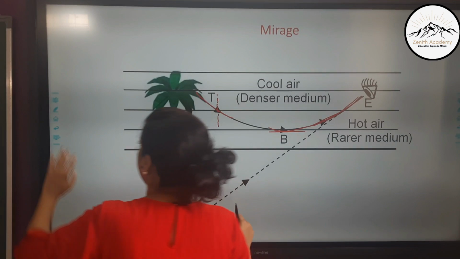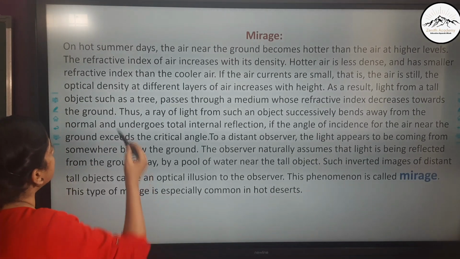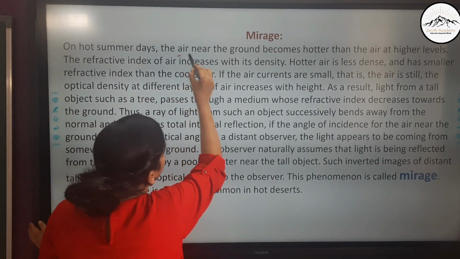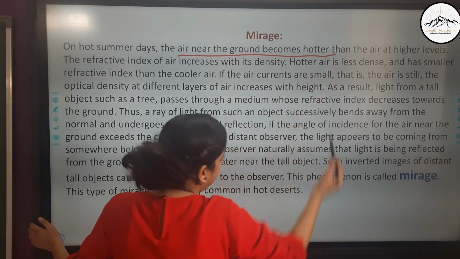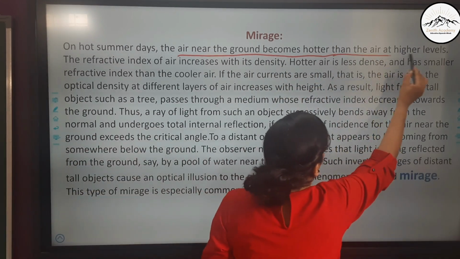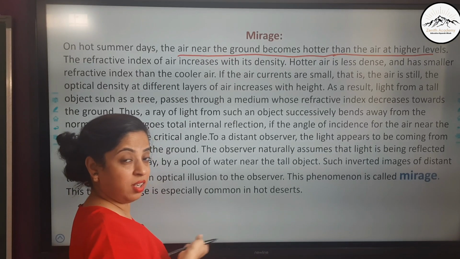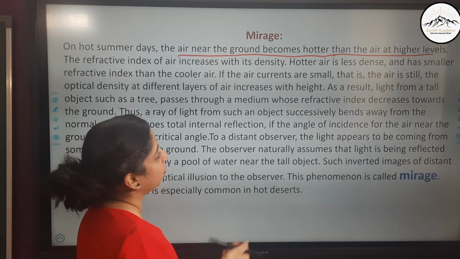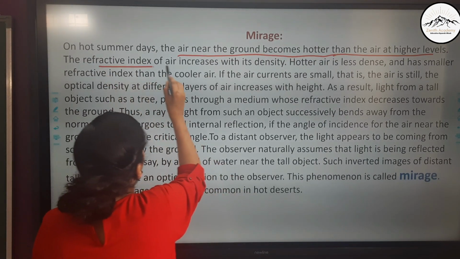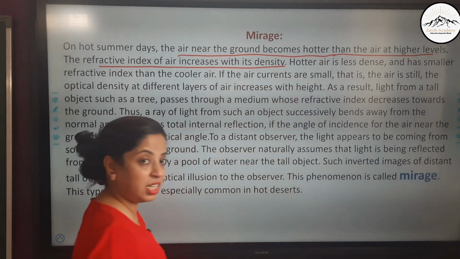Okay. So let us see how you will write your answer. On hot summer days, the air near the ground becomes hotter than the air at higher levels. So the air near the earth is hotter. Okay. The refractive index of air increases with density.